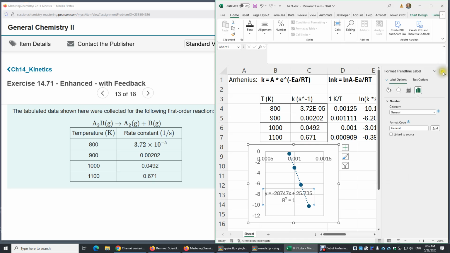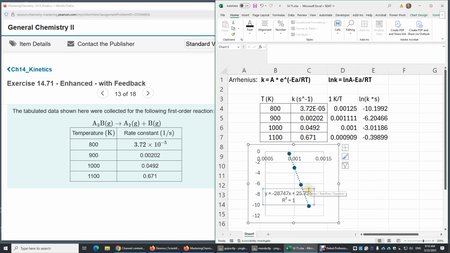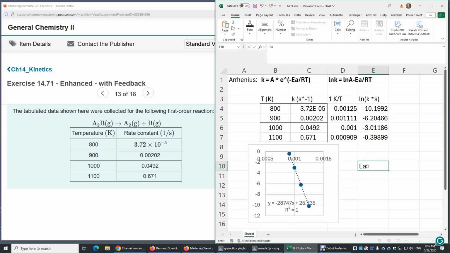Very good fitting, perfect fitting, or nearly perfect fitting. And we have the slope. If you look at this, the slope is negative activation energy over R. So EA is equal to negative slope times R. Or you can say slope times negative R. Either way, it's the same thing. This is the equation I'm going to use.